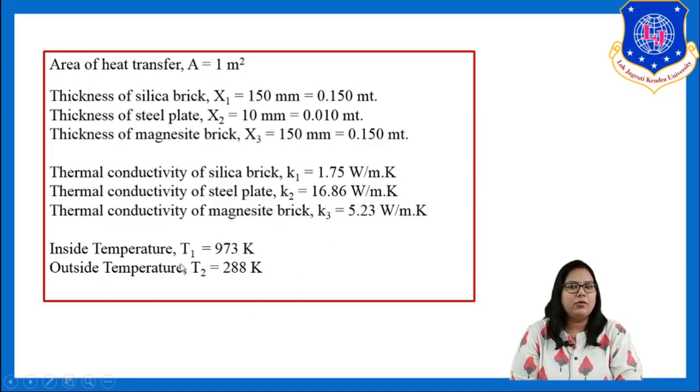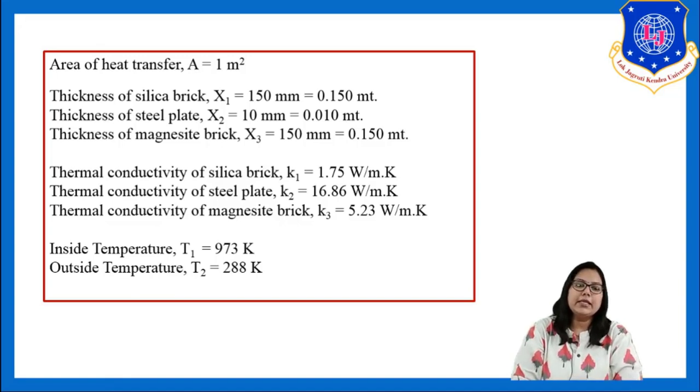Inside temperature T1 is 973 Kelvin and outside temperature T2 is 299 Kelvin. While you are writing this data for x1, x2, x3 and k1, k2, k3, you have to take care that if the x1 value is of silica brick, then the thermal conductivity k1 is for silica brick only. If by mistake you interchange the values of x and k, your answer will be wrong.